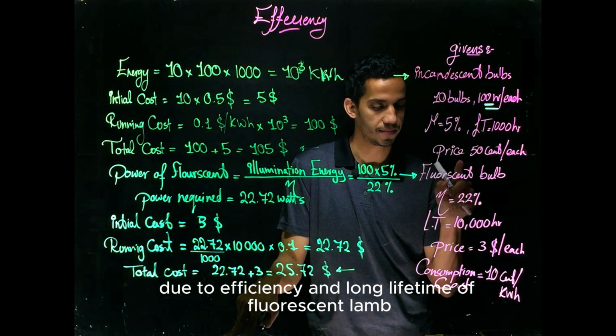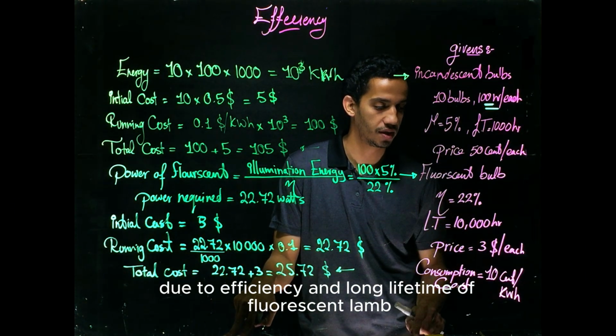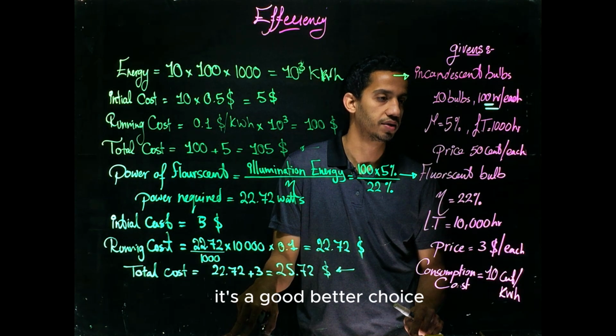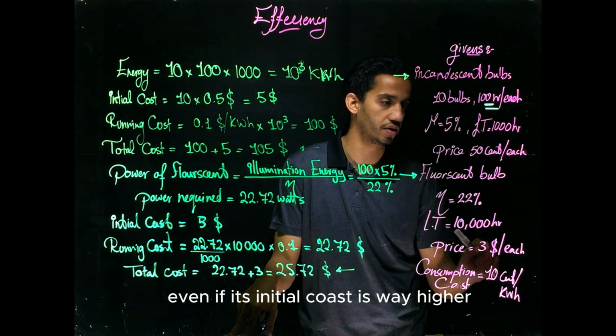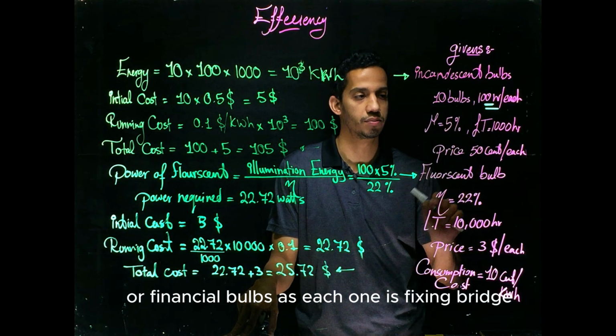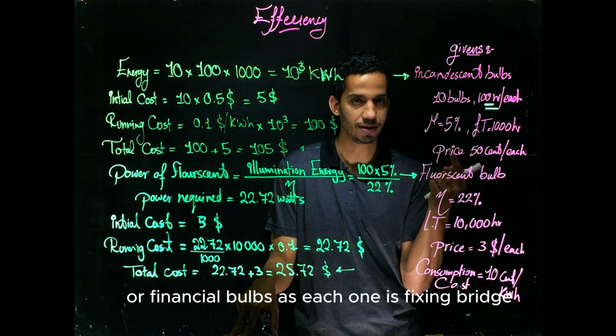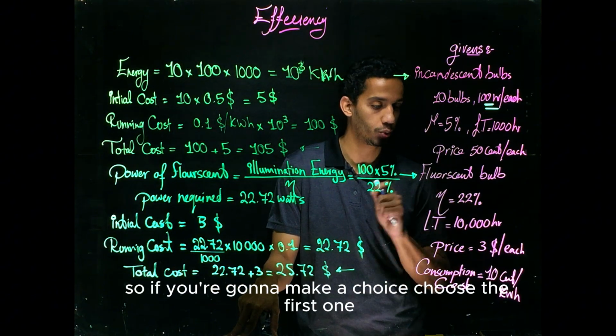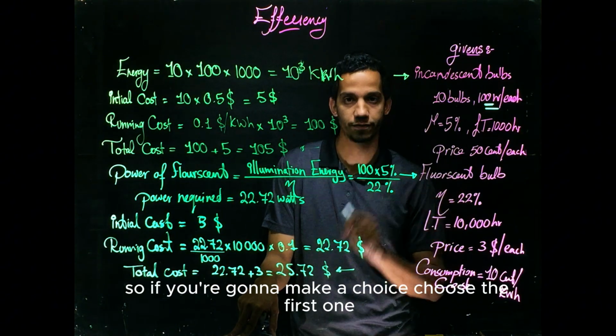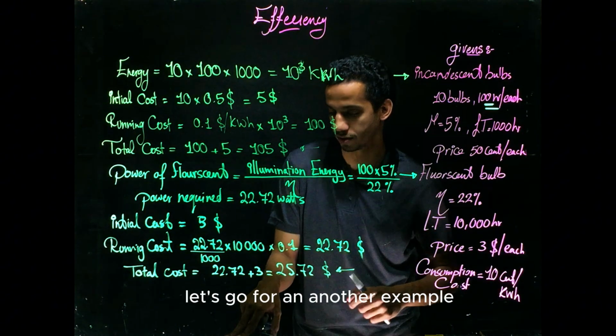So due to efficiency and long lifetime of fluorescent lamp, it's a better choice, even if its initial cost is way higher than the initial cost of my incident bulbs, as each one is 50 cents, but here my price is $3 per each. So if you're gonna make a choice, choose the fluorescent lamp. Let's go for another example.